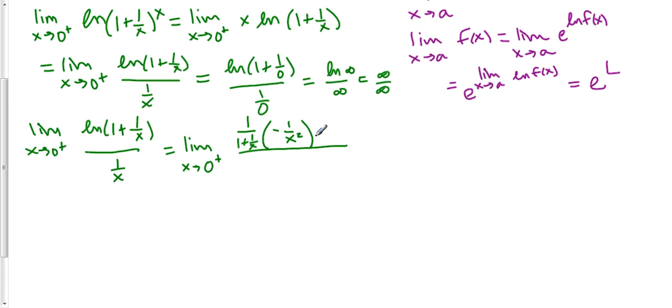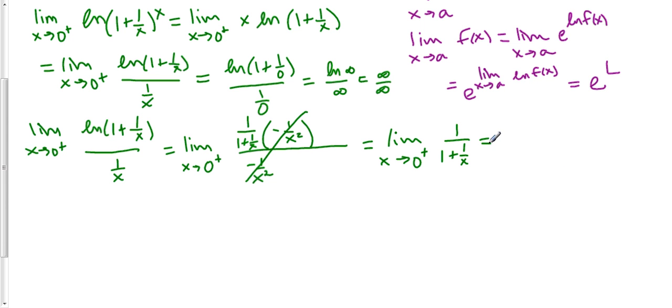And if you don't know how to do that, you need to go back and review your rules for taking derivatives. And then I'm going to take the derivative of the denominator, and what do I get for the derivative of 1 over x? Well, again, I'm going to have negative 1 over x squared. And I want to do some simplification and some algebra here. So the first thing I'm going to do is realize that I can cancel those two things, and that I'm going to have the limit as x goes to 0 from the positive side of 1 over 1 plus 1 over x.